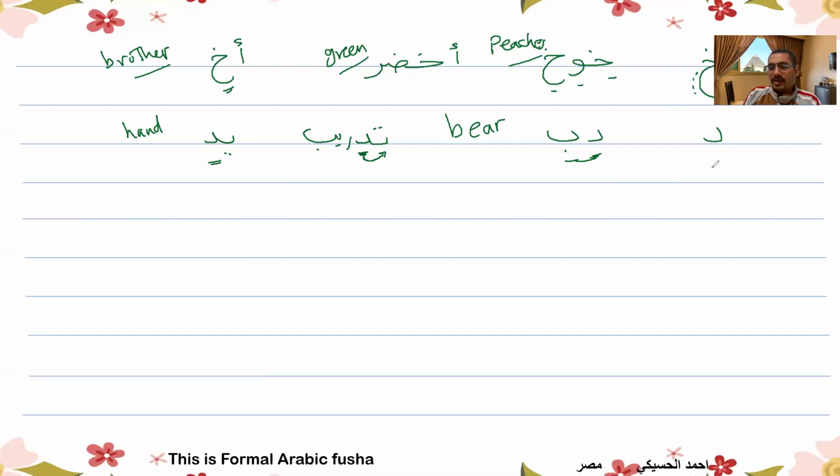ذال, the same method as دال with a dot. In the beginning, as ذئب. ذئب means wolf. And in the middle, as هذا. So it is joined before, not after, only before it.